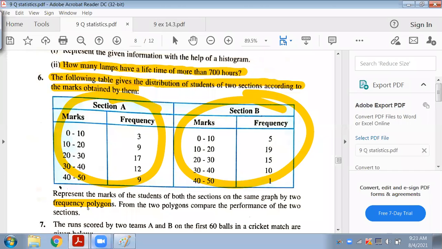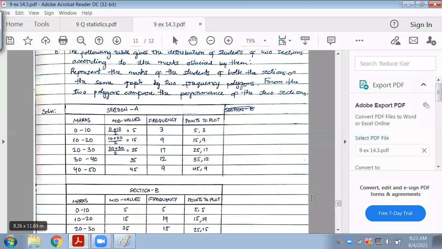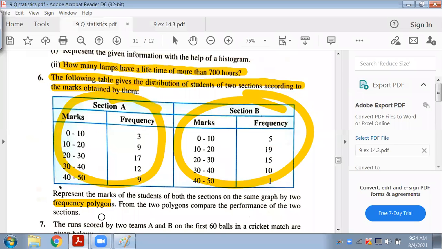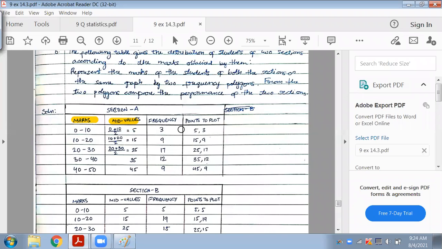Okay, so what you're going to do is first we'll draw the table. Now we're going to divide the table into two parts, section A and section B. For section A, we'll take the marks, and to draw the polygon, we have to find the mid value. First take the marks, meaning the class interval. From the class interval, we find the mid values, and after that, we are going to write the frequency. Frequency is given to us. We'll write the frequency, and then the fourth column will be the points to plot.